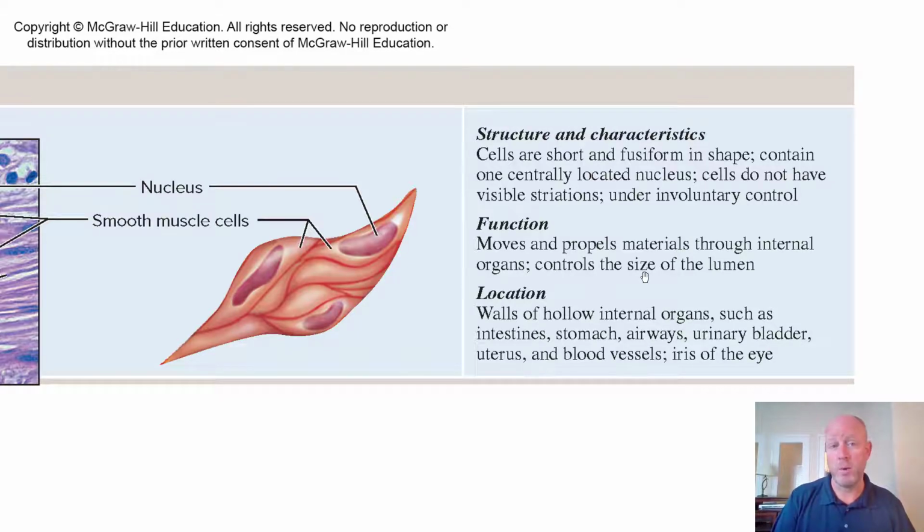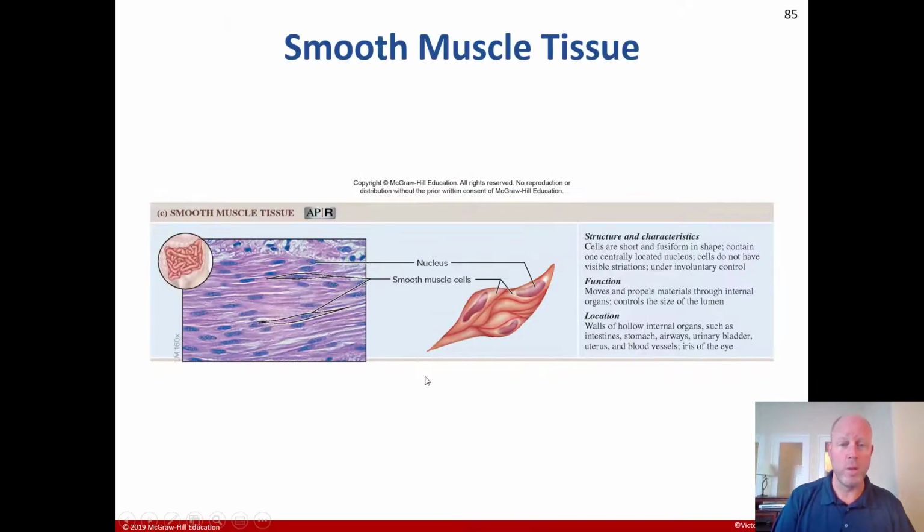Yes, I'm repeating myself for the purpose of us getting it. The more you repeat it, the better, right? And it controls the size of the lumen. And the location is the walls of the hollow internal organs, the intestines, the stomach, the airways, urinary bladder, uterus, and the blood vessels, or the iris of the eye as well.